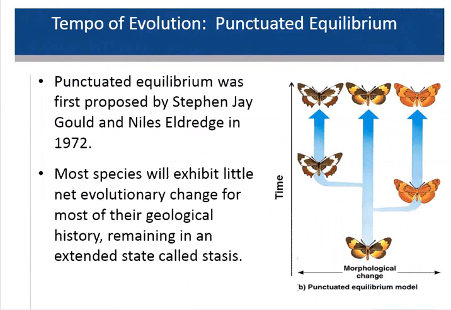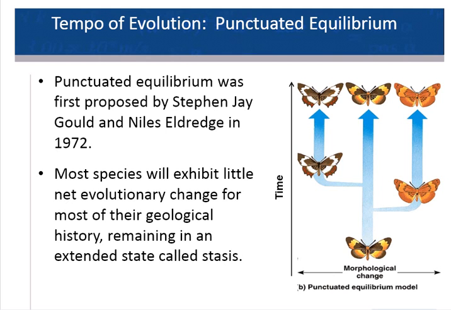A different view of the rate of evolution was proposed in 1972 by two scientists. You should recognize their names and be able to recognize their names on a test: Stephen Jay Gould and Niles Eldredge. They proposed a mechanism that they called punctuated equilibrium. They were using this term to describe something they had observed in the fossil record.